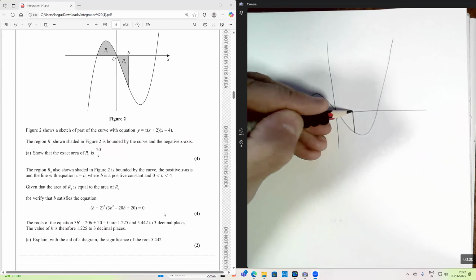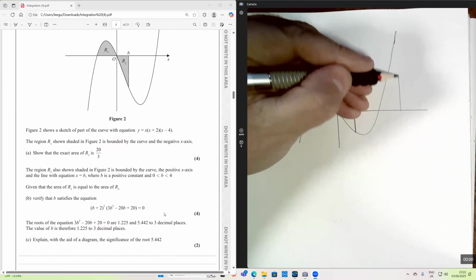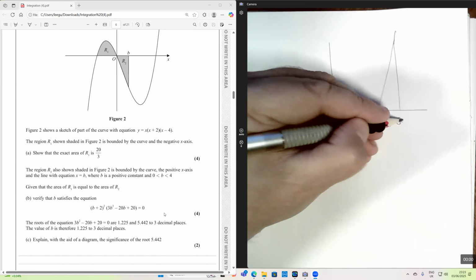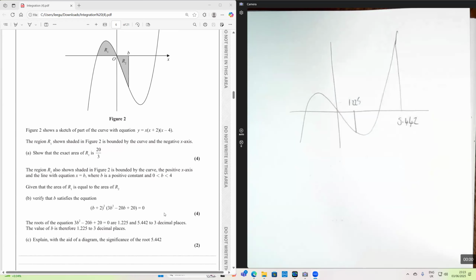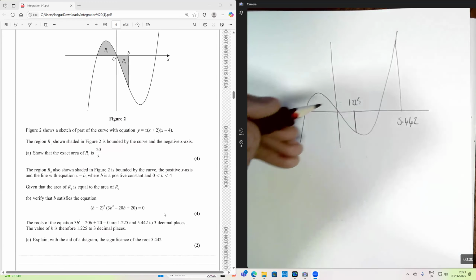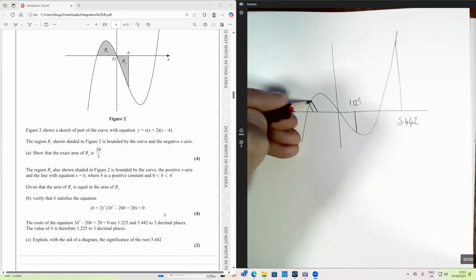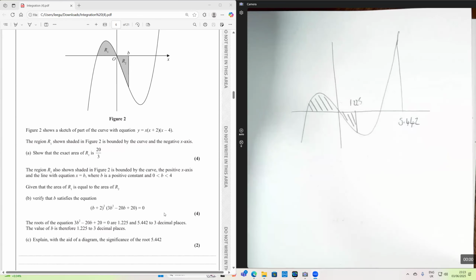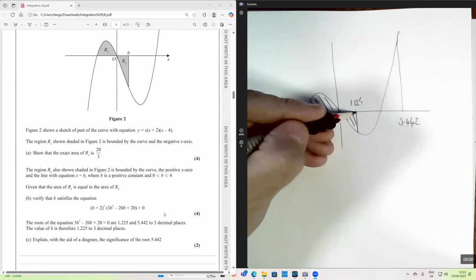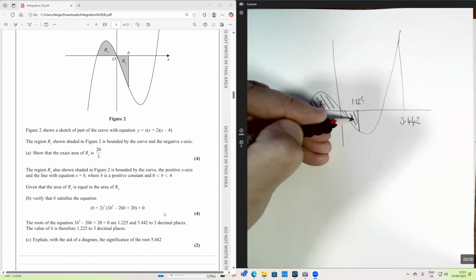We're told that one of them is the value 1.225, and we're told that the other value is somewhere over here at 5.442. And it says, therefore, B must be the 1.225. So what that means is the solution B equal to 1.225 is the value that gives us this area being equal to this area. Okay, so that seems to be okay. That's what the significance of B is. It's the value of X that gives us R1 equal to R2.